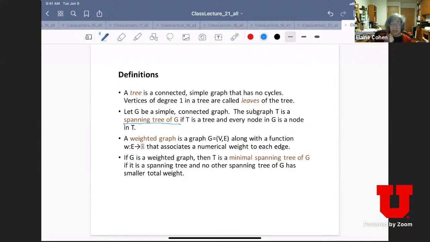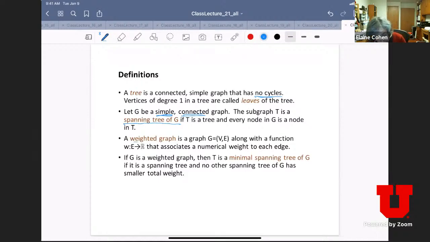It's a tree. Now, obviously, it has to be connected, and we want simple because multigraphs have loops, and it's too hard to deal with on something like this. So a spanning tree of G is a subgraph that is a tree, and it touches every node in G. Now remember, what's a tree? A tree is a connected, simple graph that has no cycles.